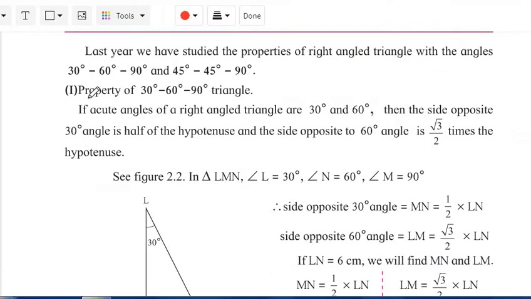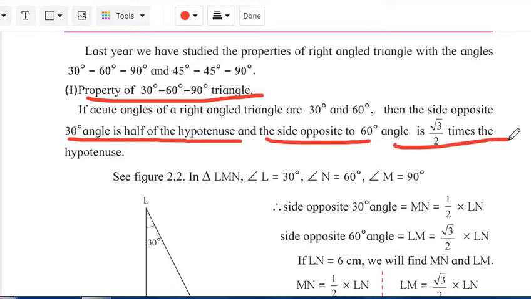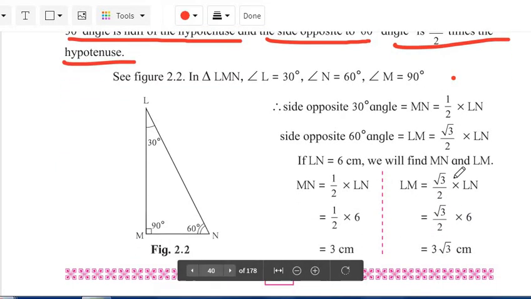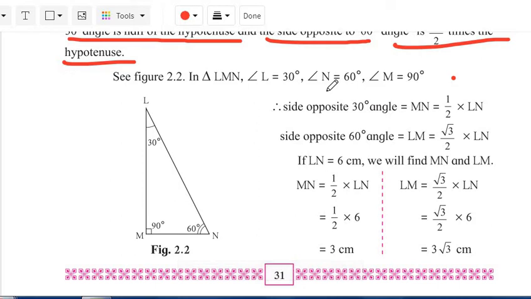Property of 30, 60, 90 triangle. If the acute angles of a right angle triangle are 30 and 60, then the side opposite to the 30 degree angle is half of the hypotenuse, and the side opposite to the 60 degree angle is root 3 by 2 times the hypotenuse. Here, see, this we already learned in 9th standard.